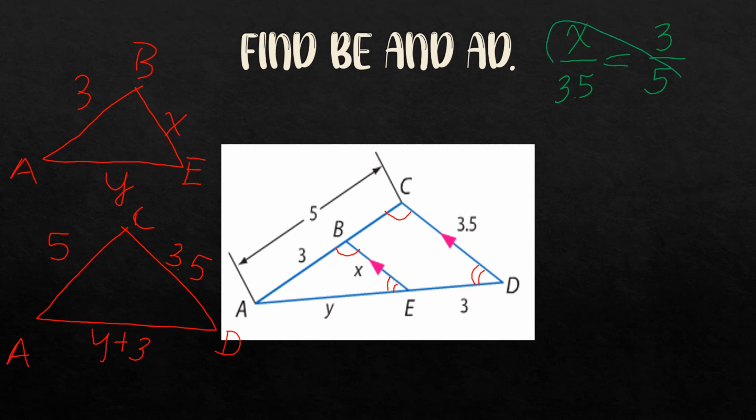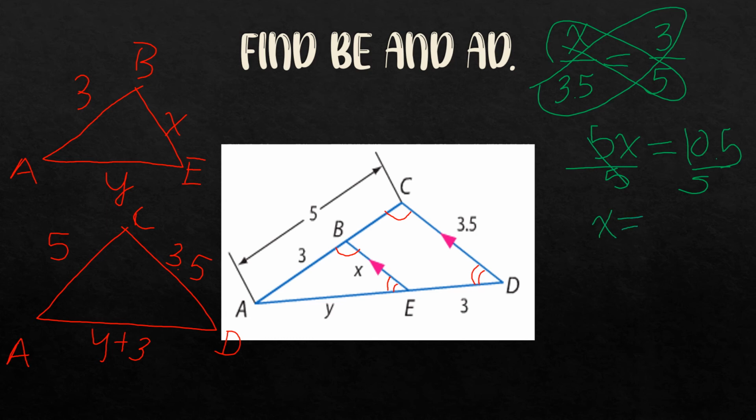I am going to cross multiply. So I'm going to do 5 times X, which is 5X. And then 3 times 3.5, which is 10.5. And then I'm going to divide each side by 5. And so that's going to give me X equals, what is that, 2.1. So we found BE is the same thing as X, and that's 2.1.